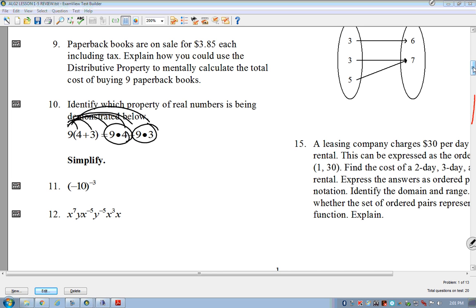And I know sometimes we struggle with properties and theorems and those types of things, which if we get done with this real quickly, we're going to do something that hopefully will help you out.